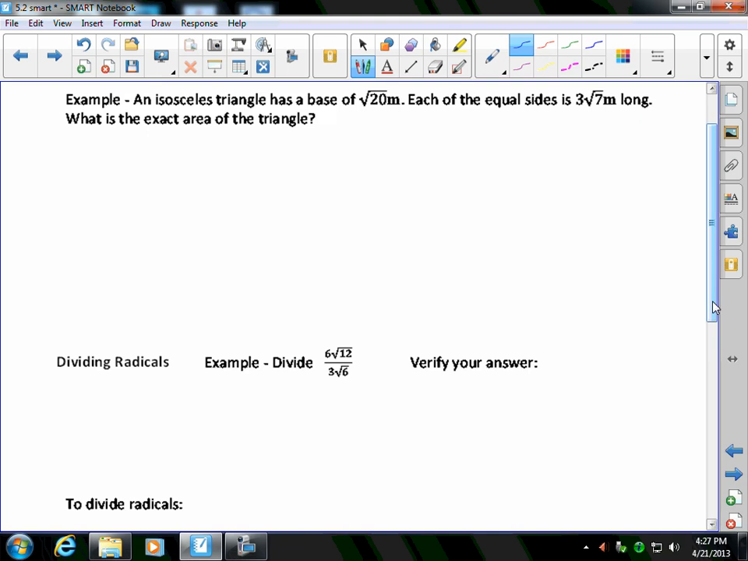So when I draw this out, it's isosceles, so then that means my two sides are equal. So on this one, this is going to be 3 square root 7, and this side is going to be 3 square root 7, and it said my base is square root of 20. And square root of 20 is, 20 is 4 times 5, so that's going to make that a 2 square root 5.